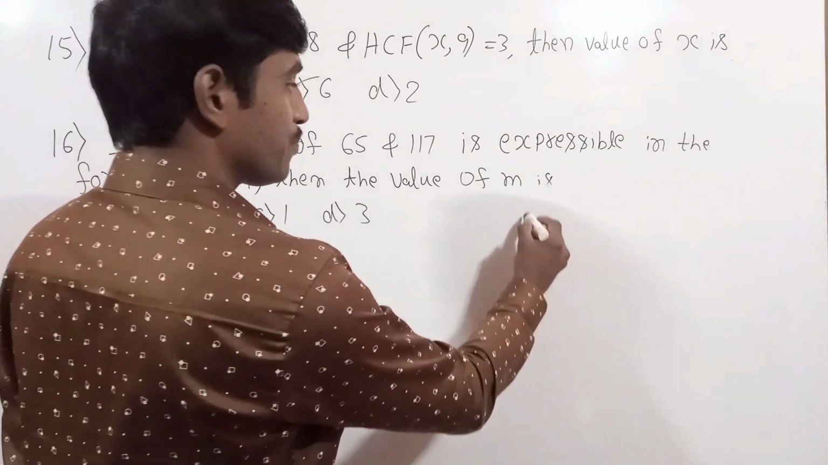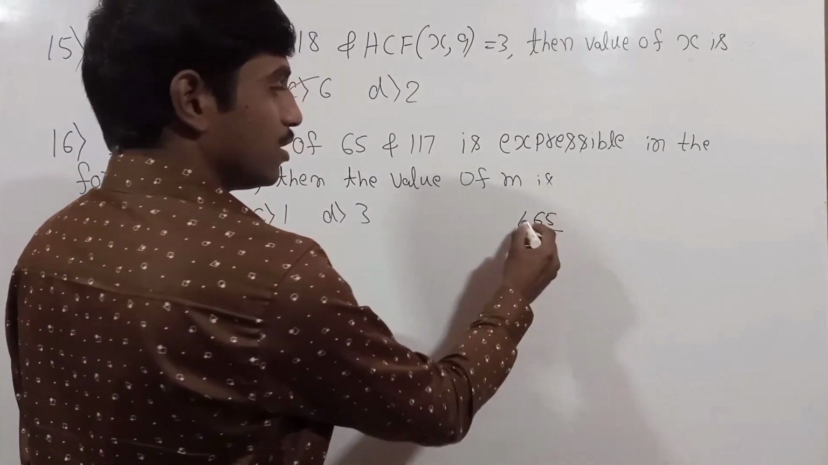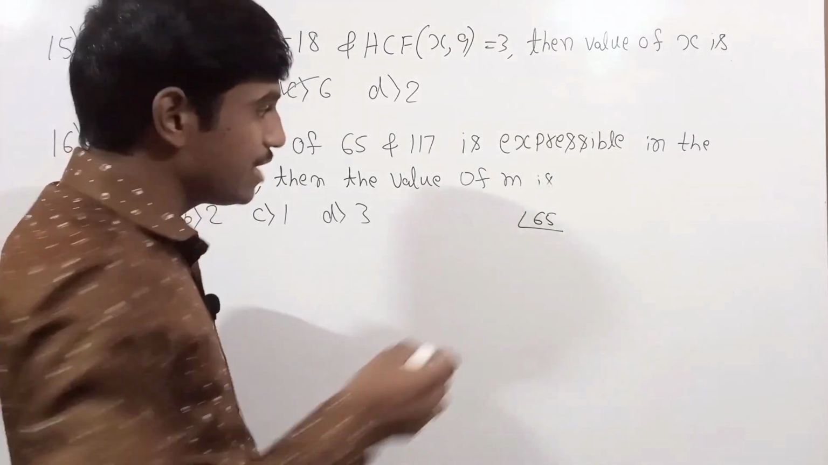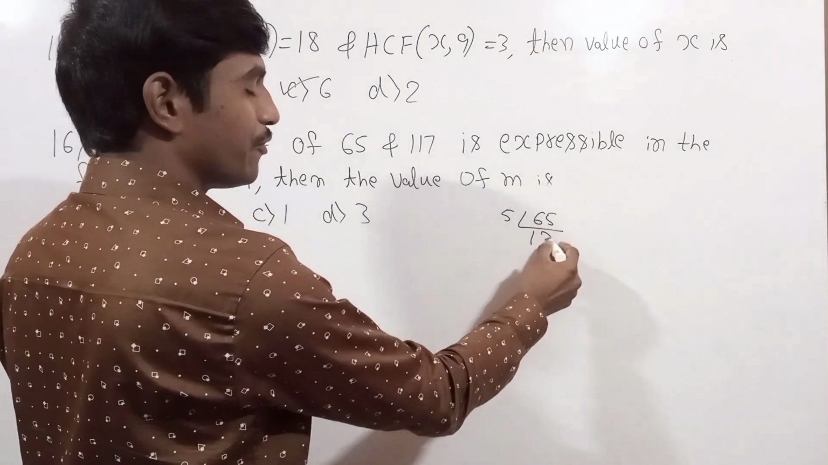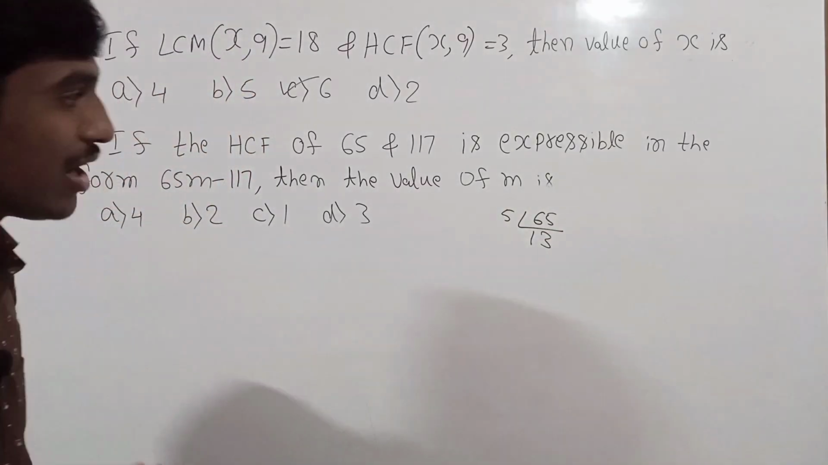So for 65, we'll find the factors first. 65 is not divisible by 2 and 3. Then the next number is 5. 5 ones are 5, 5 threes are 15. So 5 into 13 will be the factors for 65.